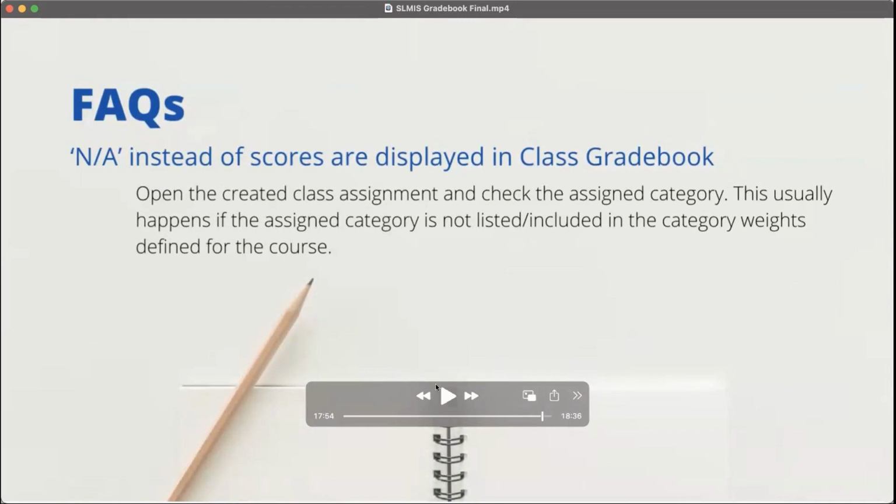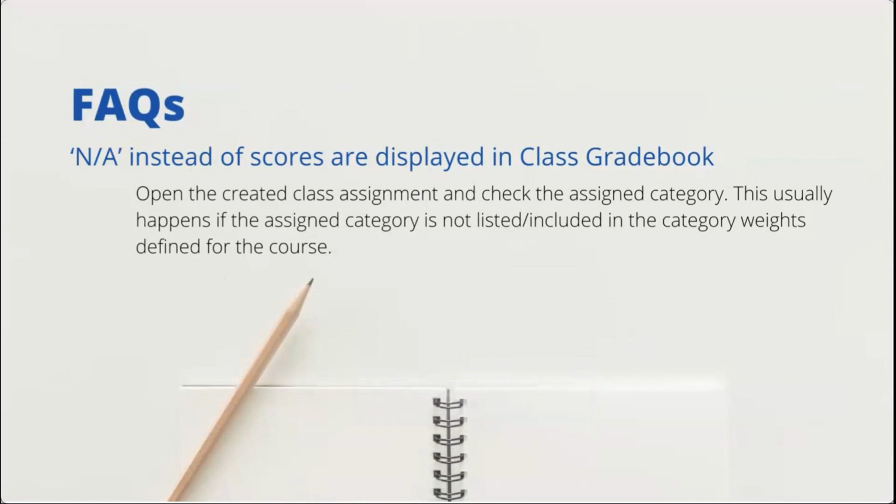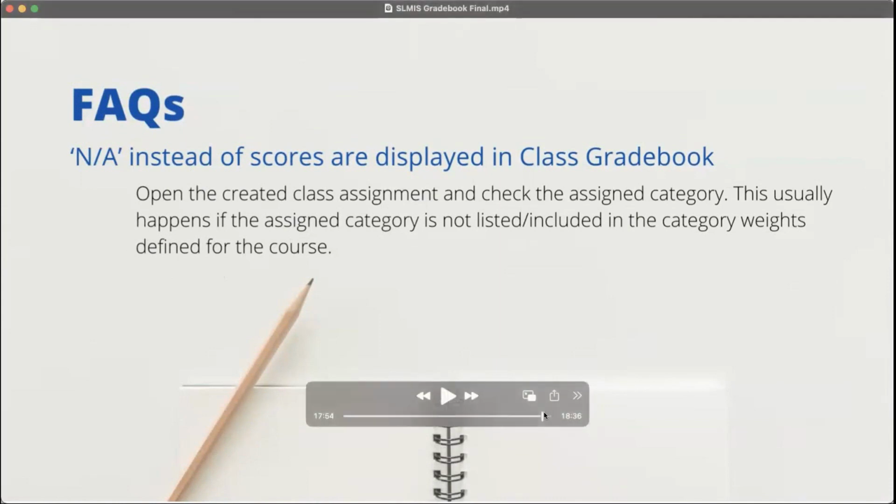So this is also one scenario. For example, you have a class assignment. Let's say you enter the score, but then you assign a category that is not part of your grading system. It will display NA, so it's not included, not part of the grading calculation.